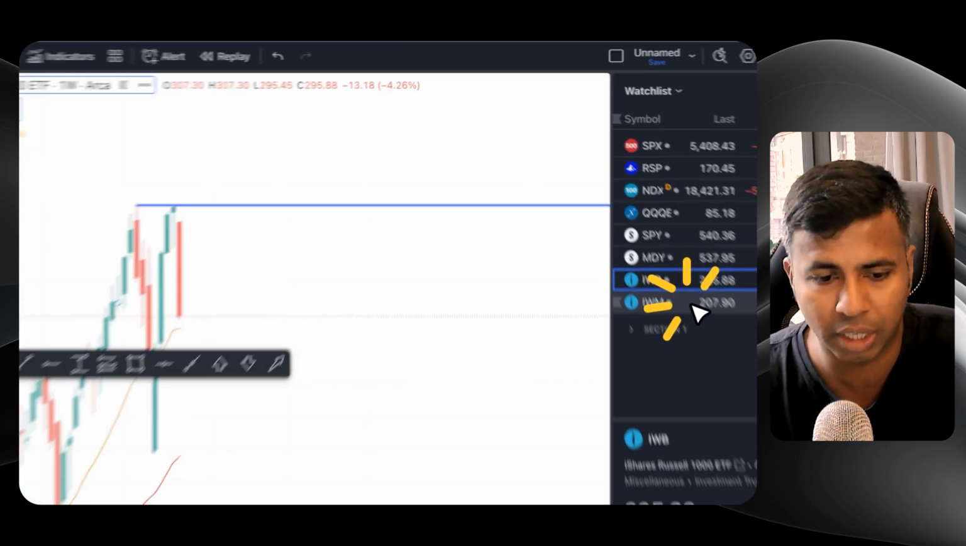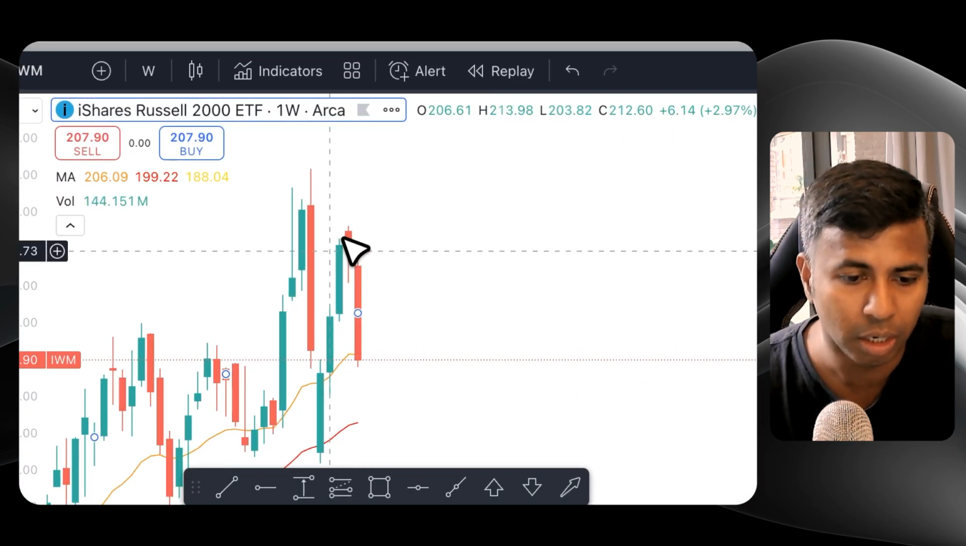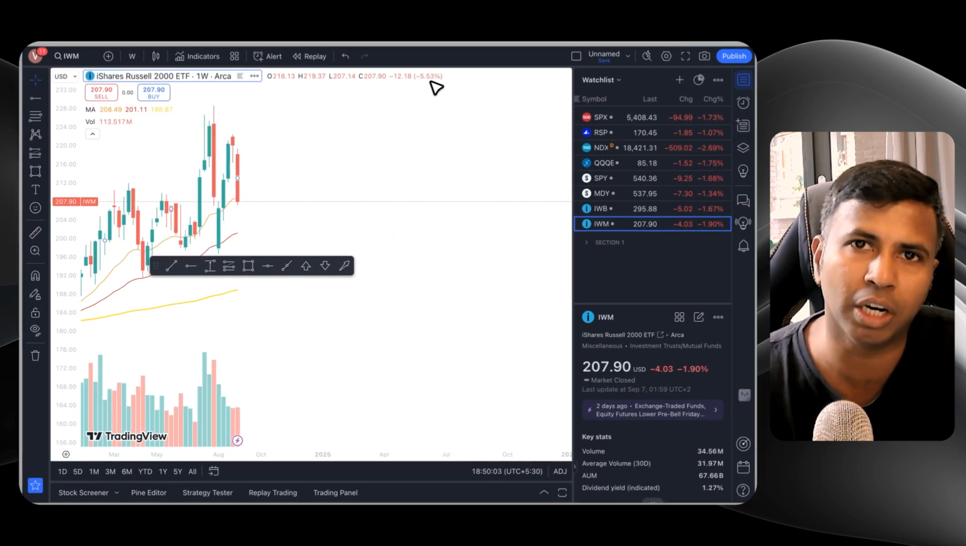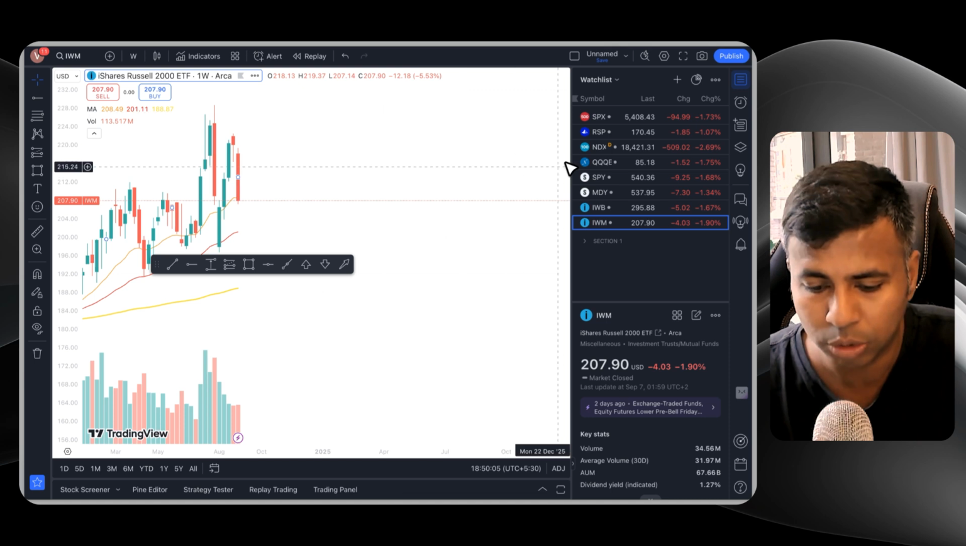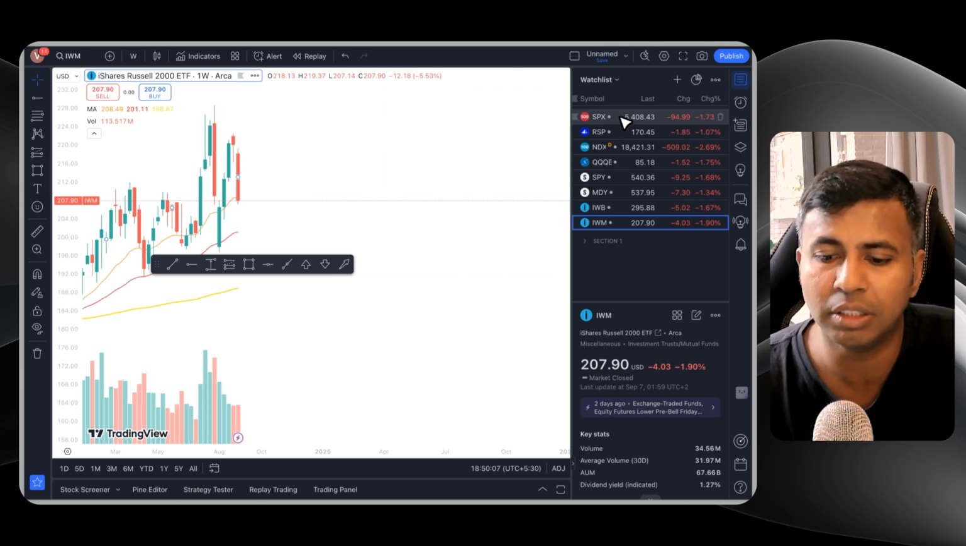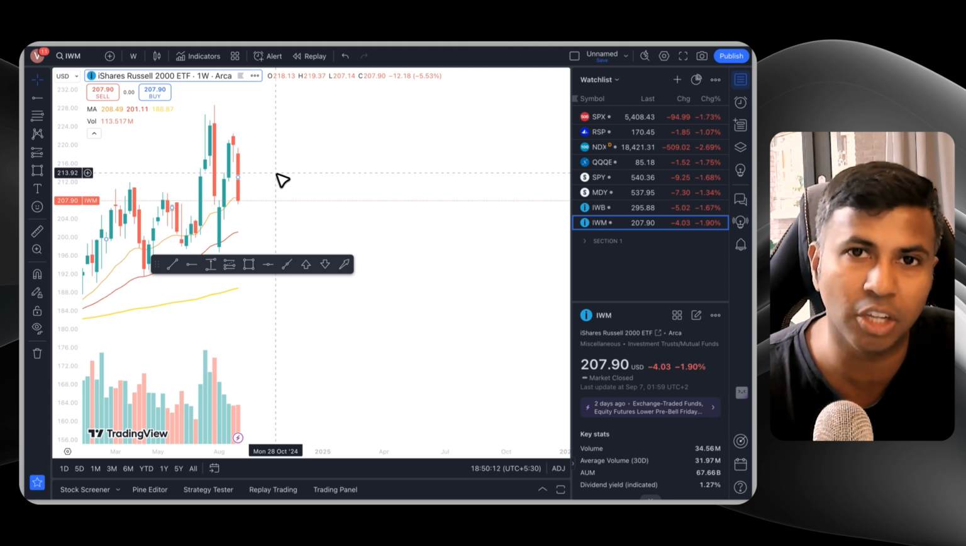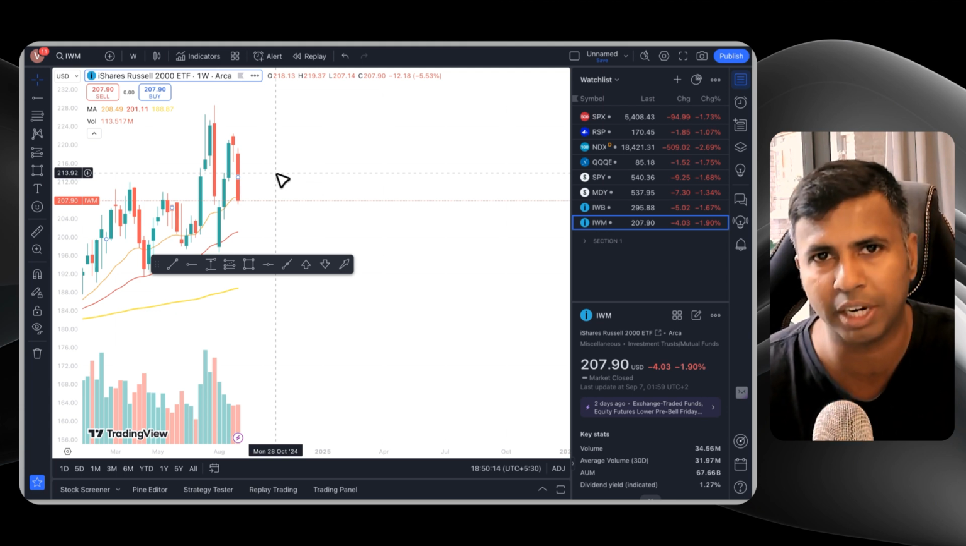The similar story in the Russell 2000 index as well. On a weekly basis, we lost close to 5.53%, which is a pretty significant drop for an index. So all these index moves are showing that the sellers are clearly in control, and the market is very bearish right now.